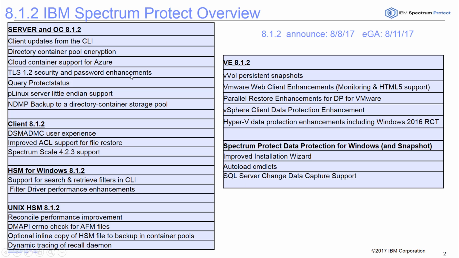In this presentation, we'll cover the new features in the Server and Operations Center, the client, HSM for Windows, and HSM on Unix. I'll then turn it over to Sean to cover the VE and Spectrum Protect data protection for Windows new features. 8.1.2 announced on August 8, 2017, and GAs on August 11, 2017.